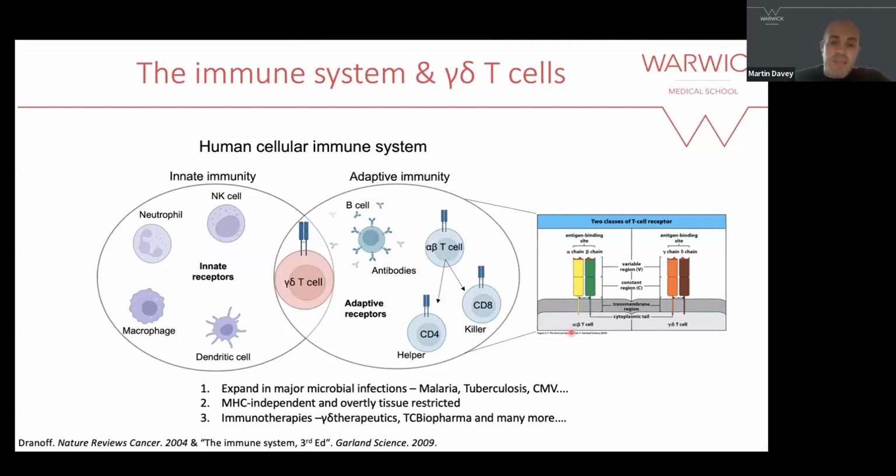So gamma deltas really sit at this interface. They use this T cell receptor in an innate kind of way, and that's been the central theme of gamma delta research for many years. And why are we interested in them? Well, there have been lots of small studies over the years and some larger ones that have identified that gamma deltas expand rapidly and en masse in certain infections, such as malaria, tuberculosis, and cytomegalovirus.